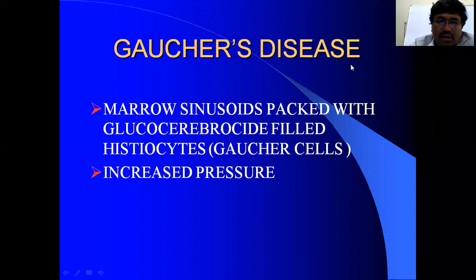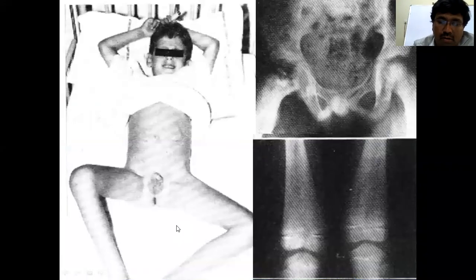Next condition is Gaucher's disease, where there is a deposition of glucocerebroside. The marrow is filled with histiocytes, and these histiocytes block the marrow sinusoids, and thus block the supply of oxygen to the cells. So this is Gaucher's disease. A young child with avascular changes, on detailed investigation, had Gaucher's disease.